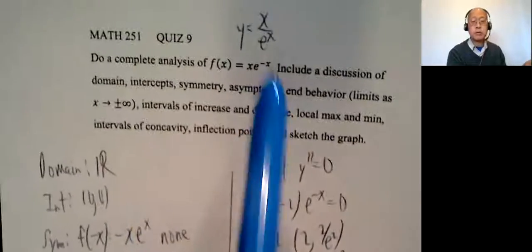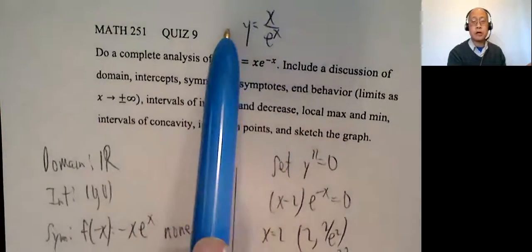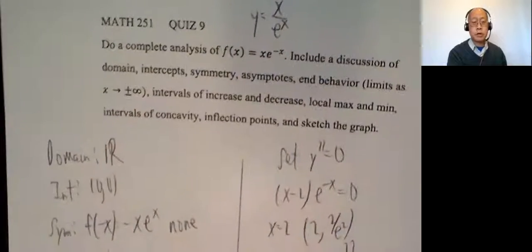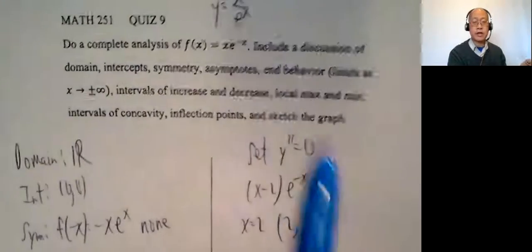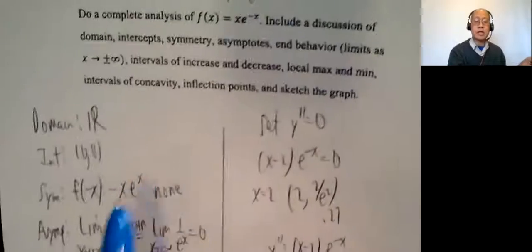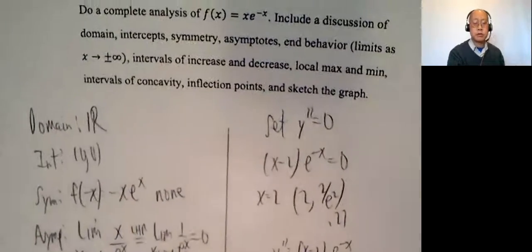Intercepts is the origin. You plug in 0, you get 0. If you set y equal to 0, then the numerator has to be 0. That also gives you 0. Okay, there is no symmetry. F of negative x is negative x e to the x. That's not the same as the original. That's not the opposite of the original. So no symmetry.